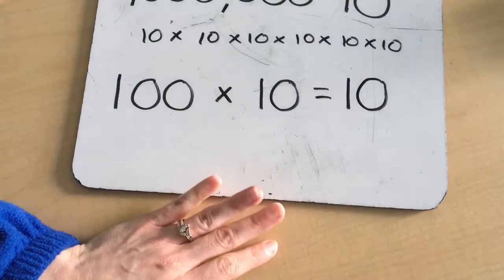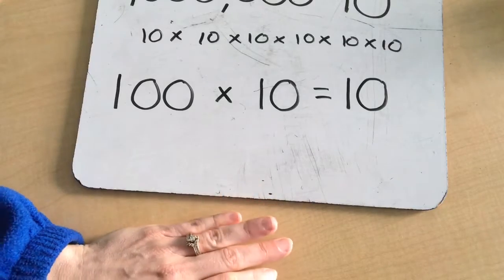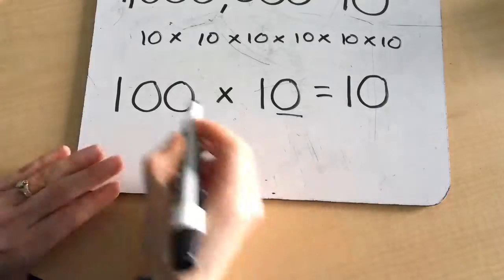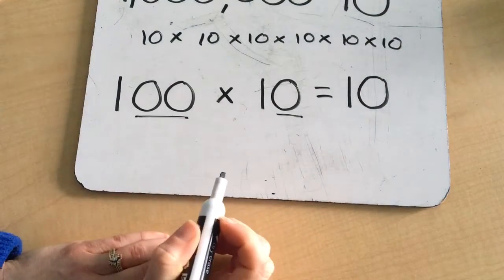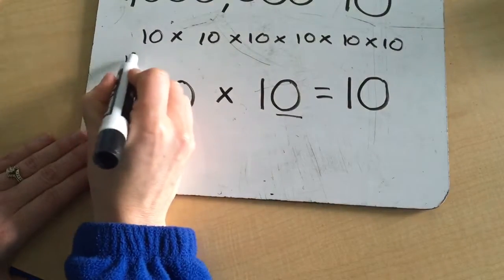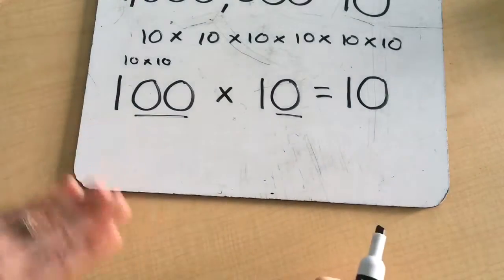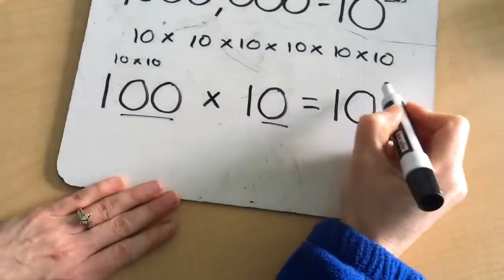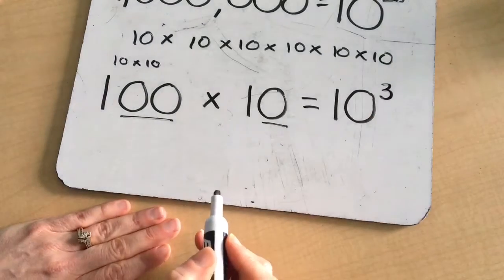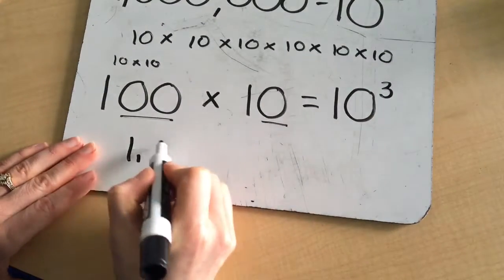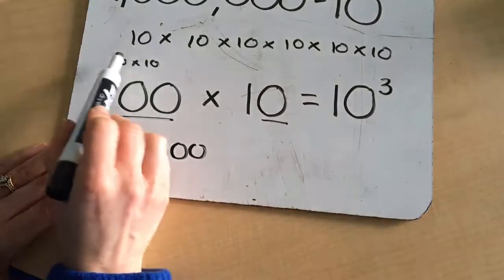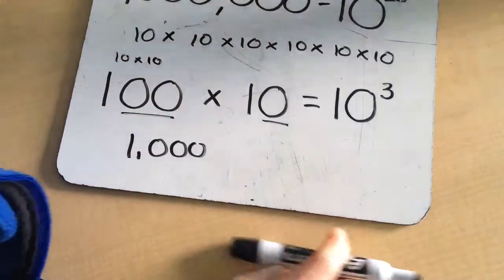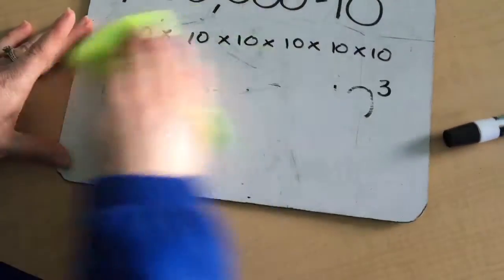Well, let's look. I have this base 10, and I have that base 10. Since this is really 10 times 10, I really have how many 10s? 1, 2, 3. So my exponent should be a 3. We know 100 times 10 is 1,000. We know 10 times 10 times 10 is also 1,000. They are the same. All right, erase. Let's try another one.